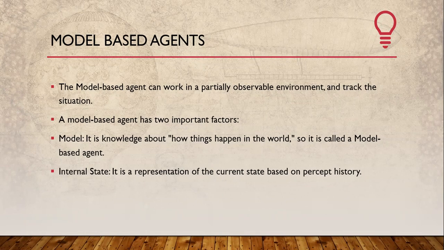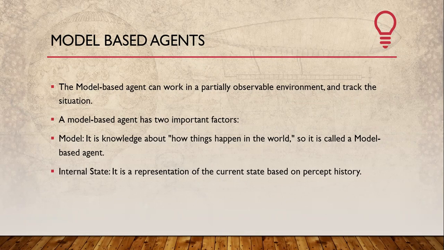Now there are some more important things about the model based agent. A model based agent works on two important factors. Which are these factors? As the name suggests, model is the first important factor. Now what exactly is a model? It is knowledge about how things happen in the world.